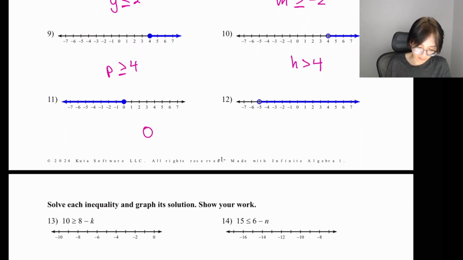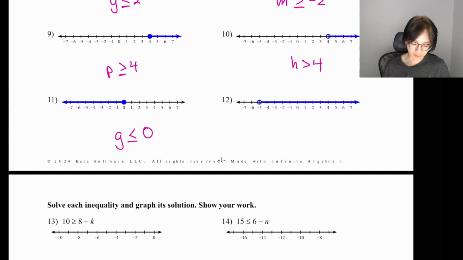Next one starts at 0. Everything shaded in is less than 0. So 0 is the biggest number. It can be equal to, because it is a closed dot. And pick a letter. G.